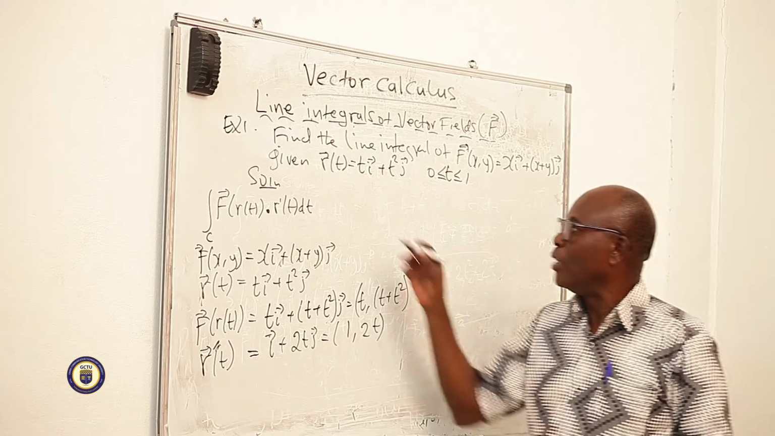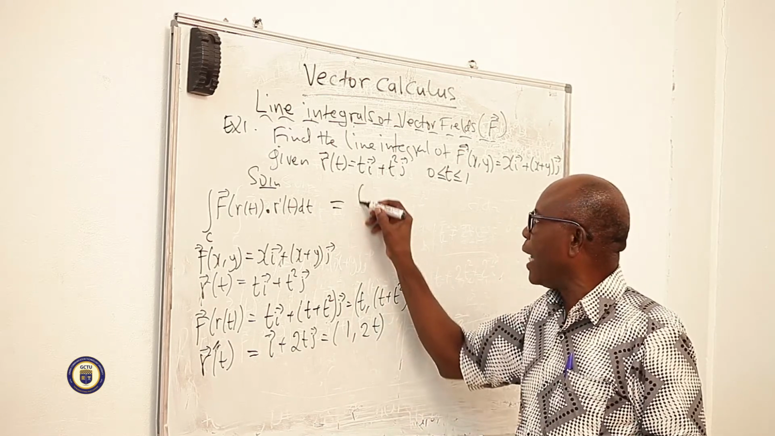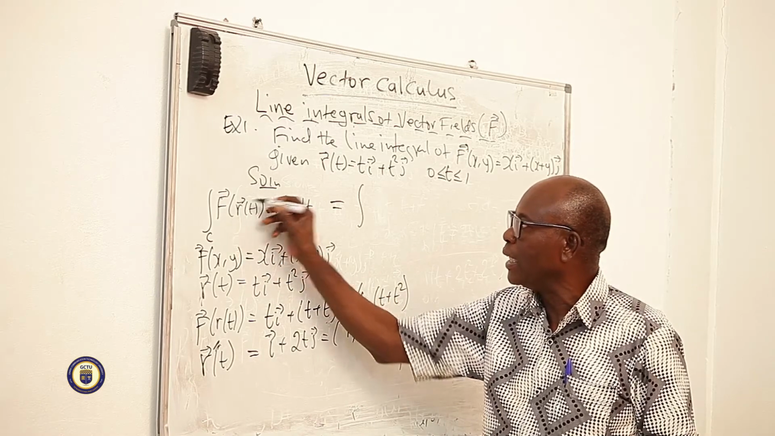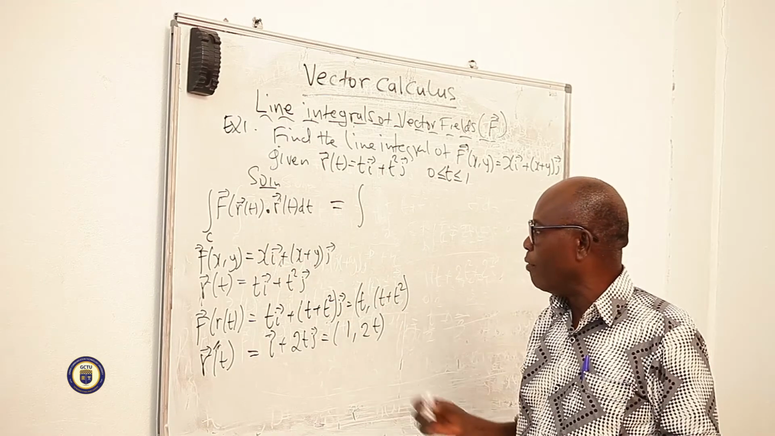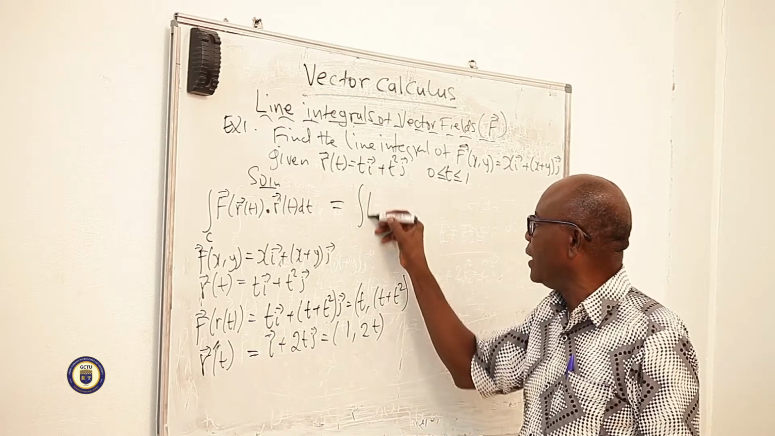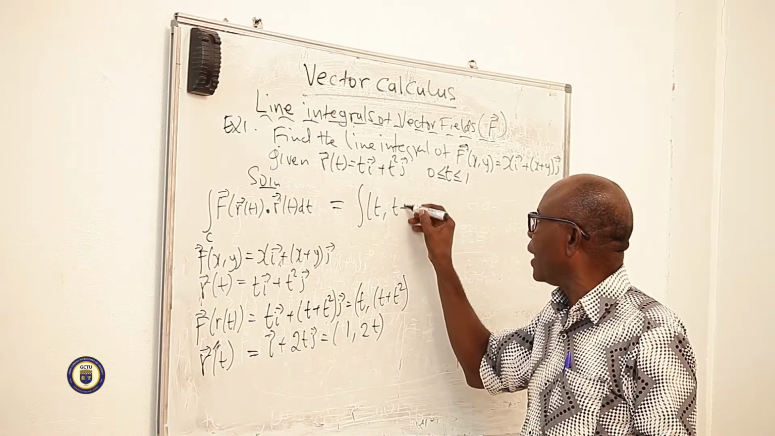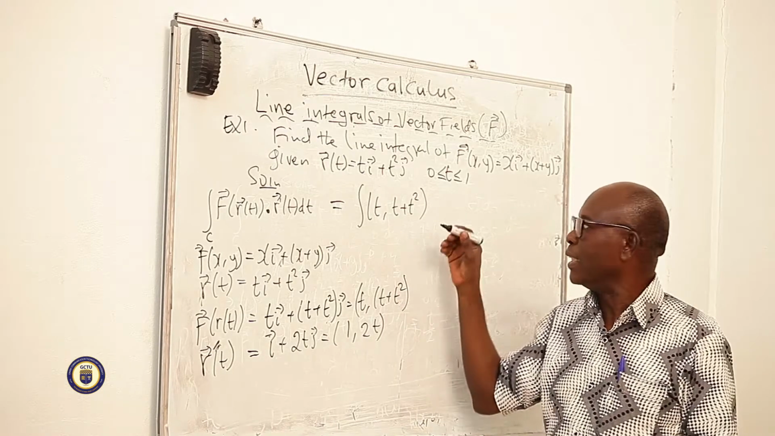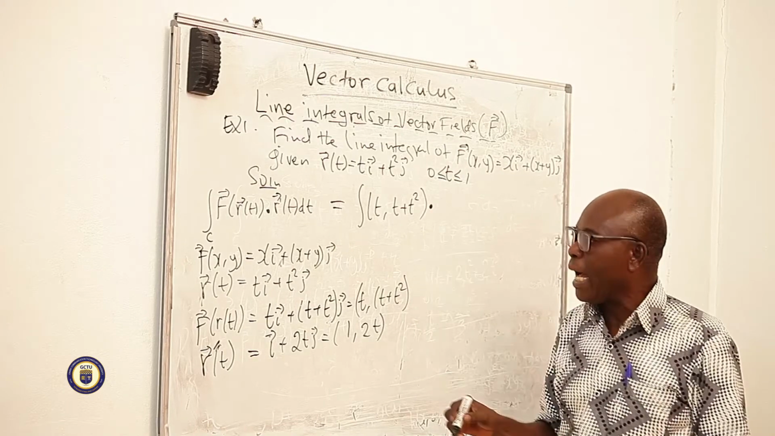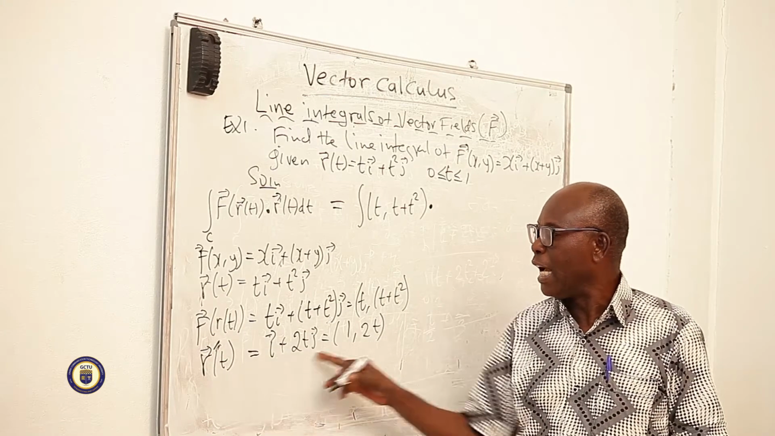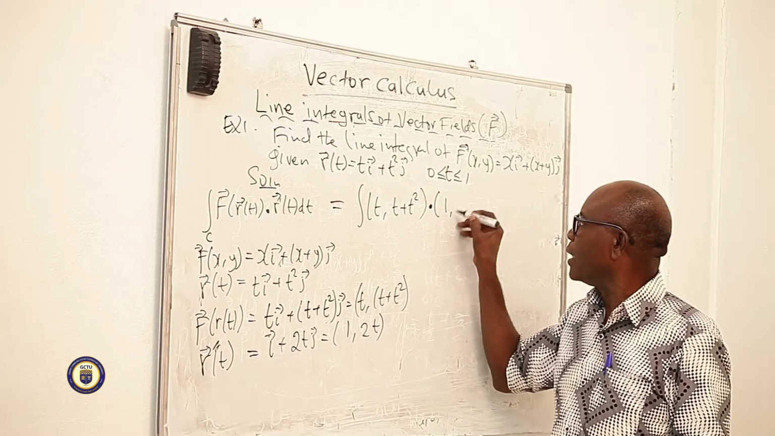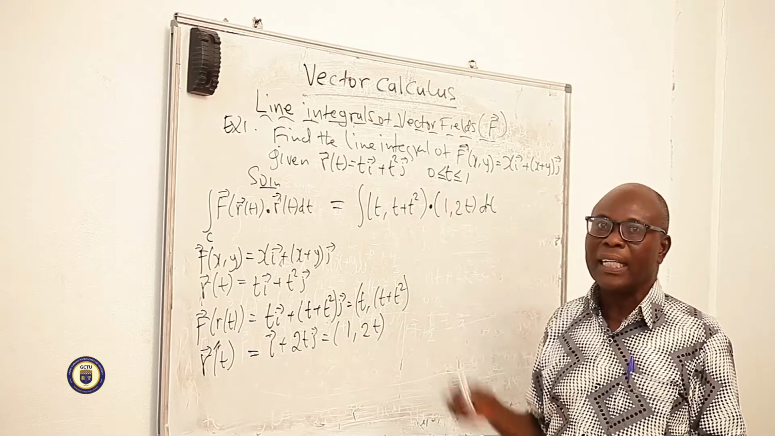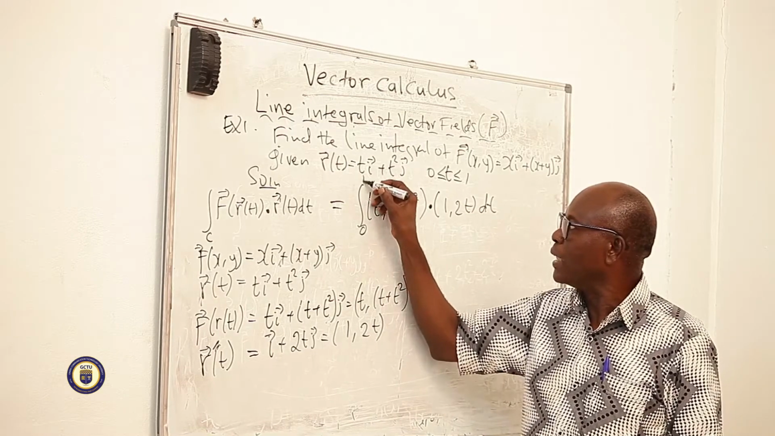Now that we have parameterized f of x and y, we put it back into the line integration formula. And so that will give us the integral of f of r of t, which will give us this value, which is t and t plus t squared. This one is the i direction, and this one is in the j direction. Dot r prime of t. R prime of t gives us 1 and 2t, all times dt. And our t starts from 0, then ends at 1.